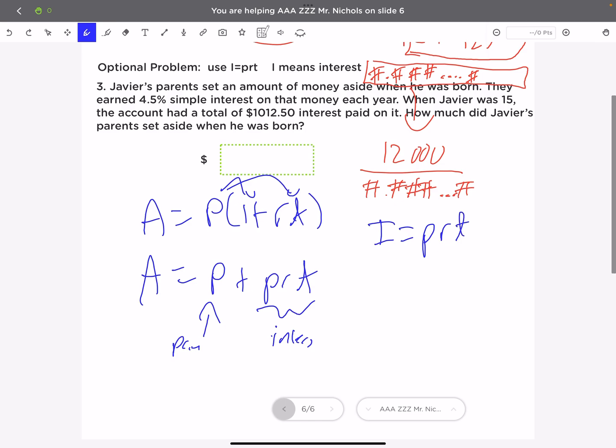And we're told that his interest payment, so this is not the total in the account, this is the amount of interest that they earned on it, was $1,012.50 is equal to P, that's what we're solving for, the principal. We want to know how much they set aside, times a rate of 0.045, and then for 15 years, because they did it when he was born, and he's 15 now. And so then you could just multiply all this together and then solve for P and find what P equals, and that's going to be your amount there.